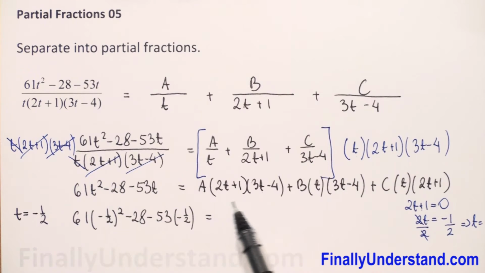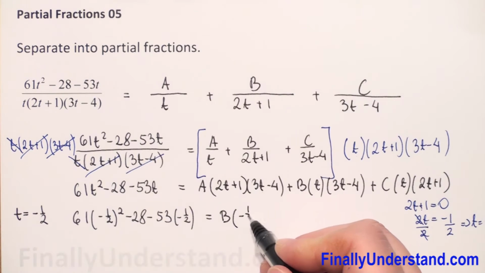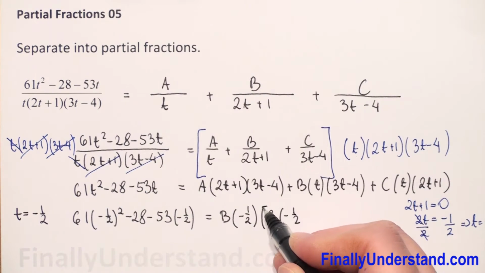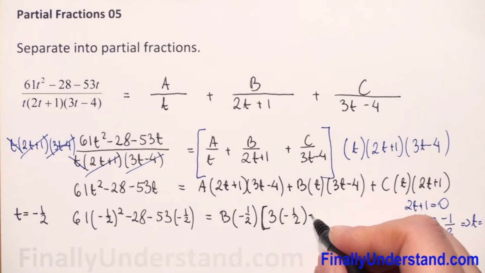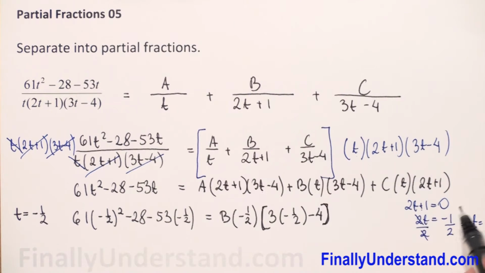So we don't have this whole first term. We will have only b times, and t is negative 1/2, times 3 times negative 1/2. Let me write this in brackets because we have negative 1/2, so we need to write this in parentheses, close brackets. And again, for t equals negative 1/2, 2t plus 1 will be 0, so we will not have the last term. So now we have only unknown b. We need to solve this equation for b.